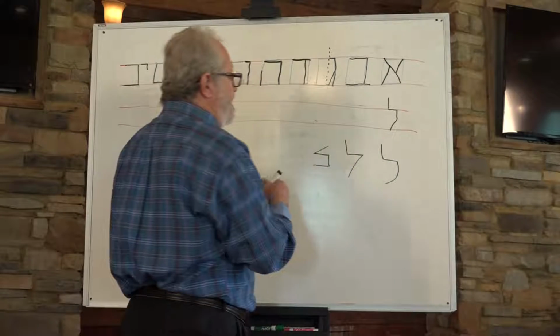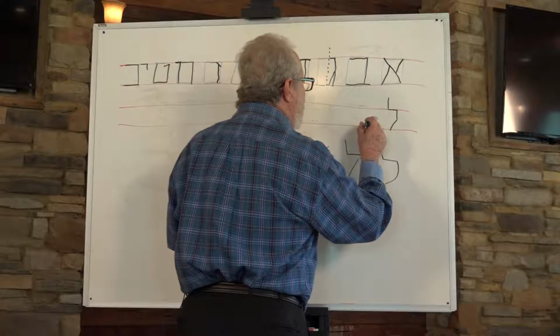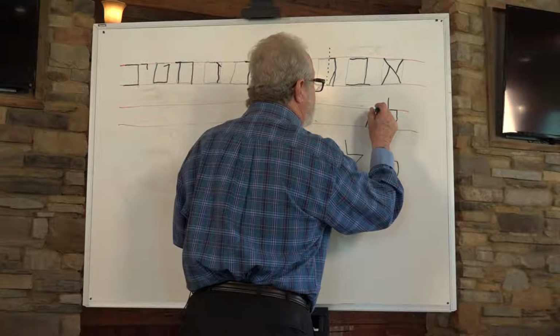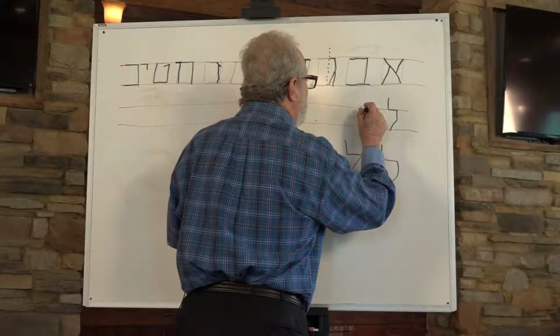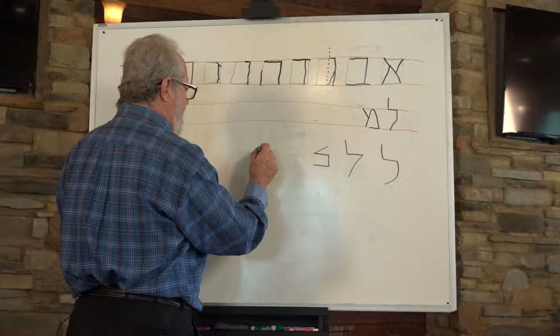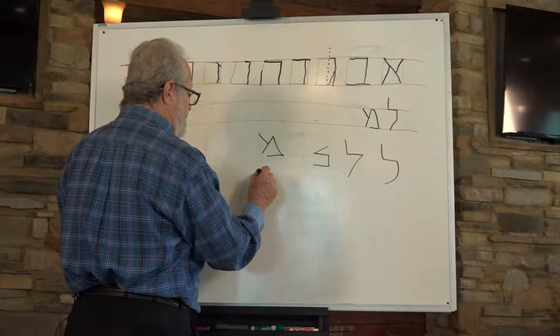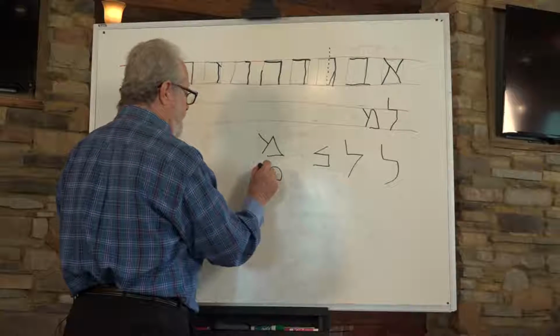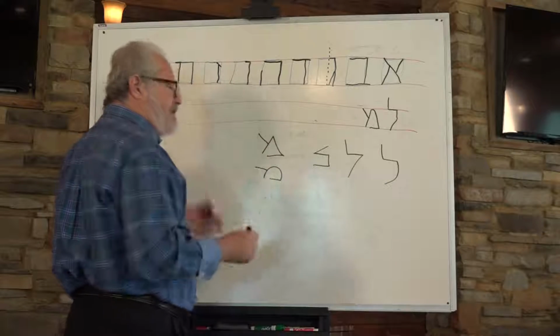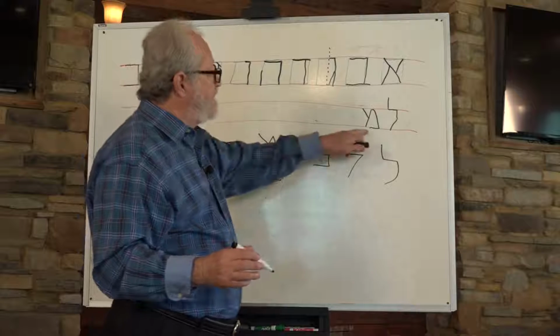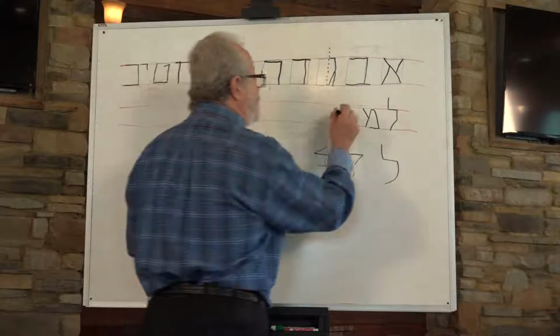So we have lamed. Next is mem. Mem, I do like this. But the variations from mem is, one way is this way. There's another one that's like this, like an igloo. Create your own, doesn't matter. That's the mem. Next is nun.